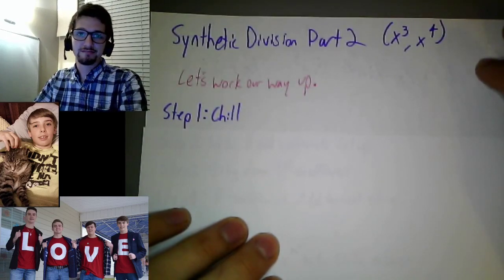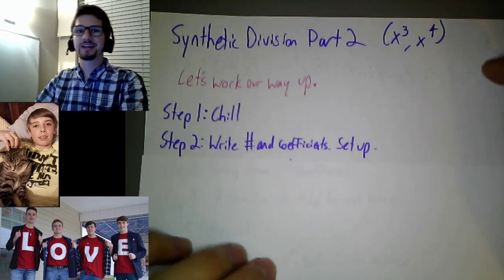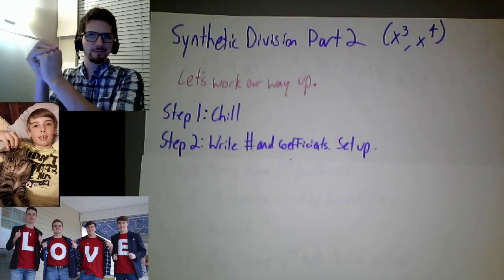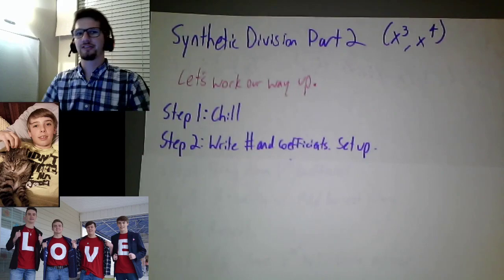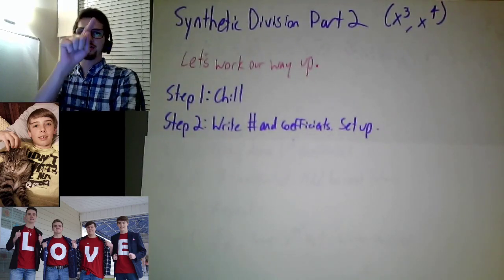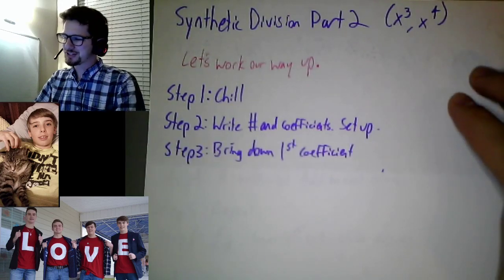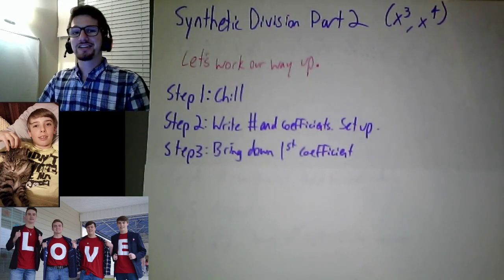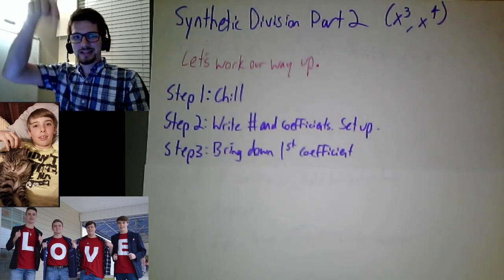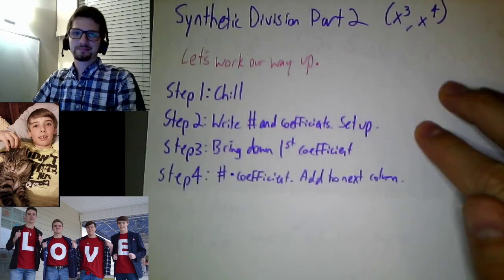Chill out, right? Don't stress. Step two was to write your number. Write your number, coefficient, coefficient, all the coefficients you got. Then you draw your L. It's backwards for me, so I'm having to do these hand motions backwards. Next, you write your first coefficient, right? We did the arrow down, write the number.